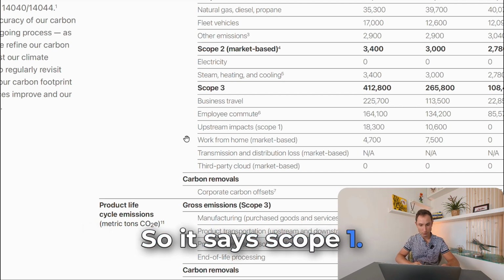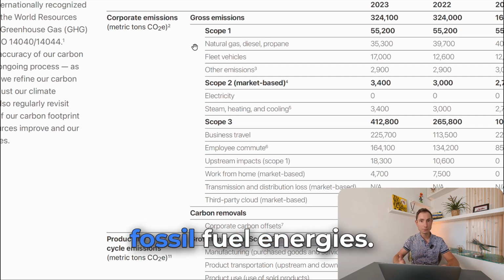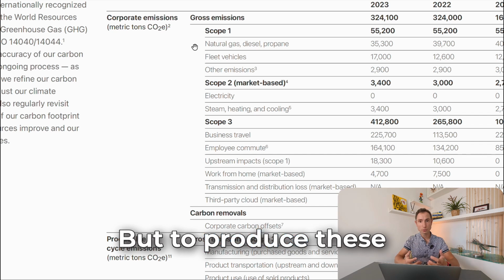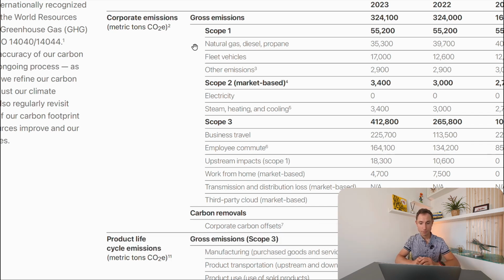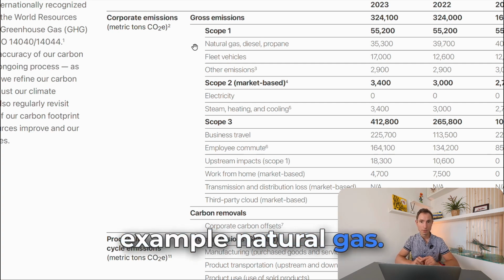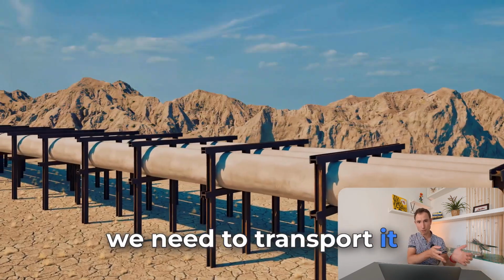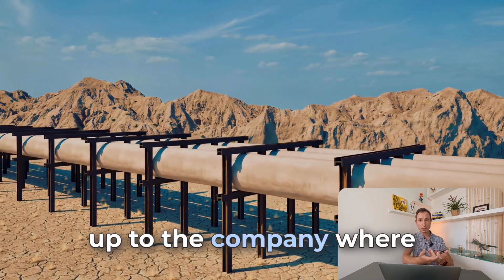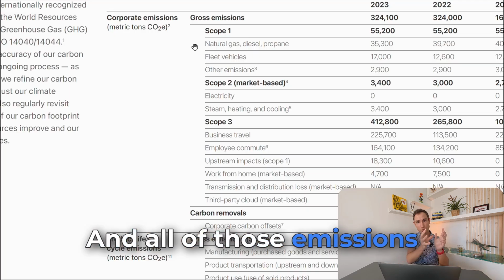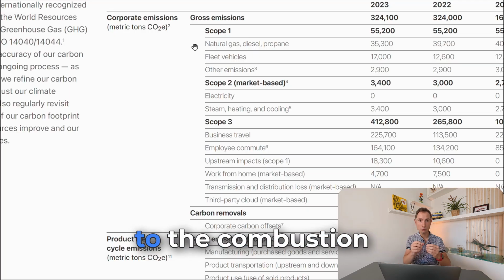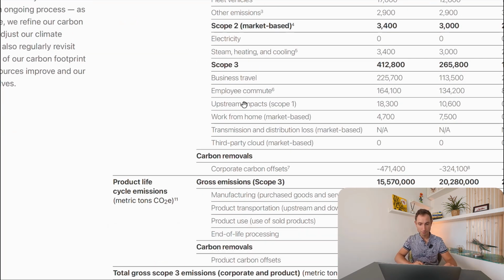So it says Scope 1. If we go back to Scope 1, we see we have some fossil fuel energies. But to produce these energies, like a product, we need to emit emissions. Let's take, for example, natural gas. We need to extract natural gas, we need to refine it, we need to transport it to the place where Apple buys the natural gas. And all of those emissions that are not directly related to the combustion of the gas would be in Scope 3 under this category.